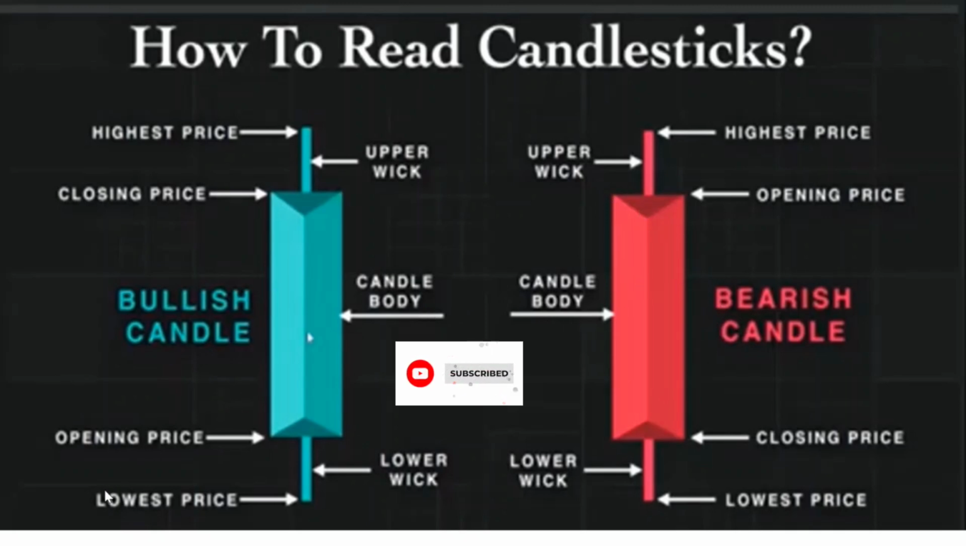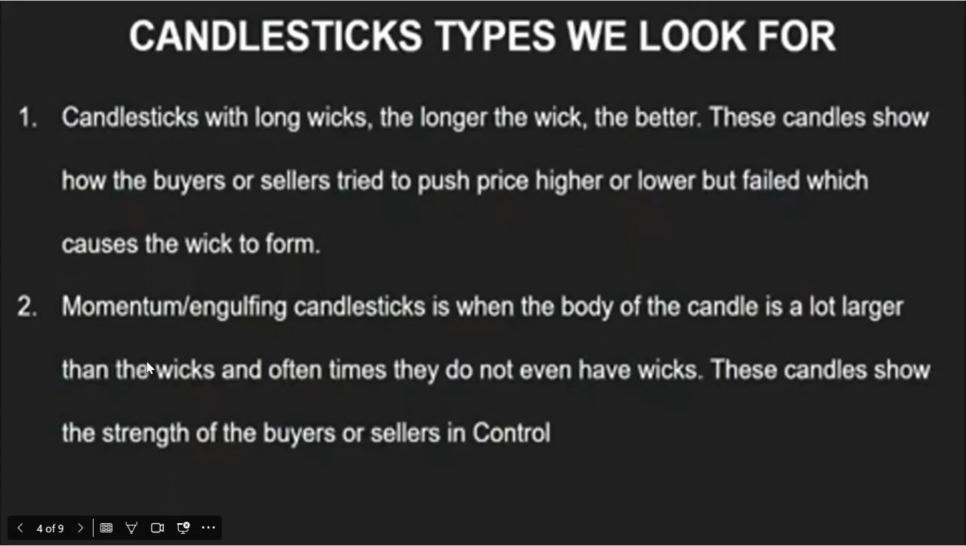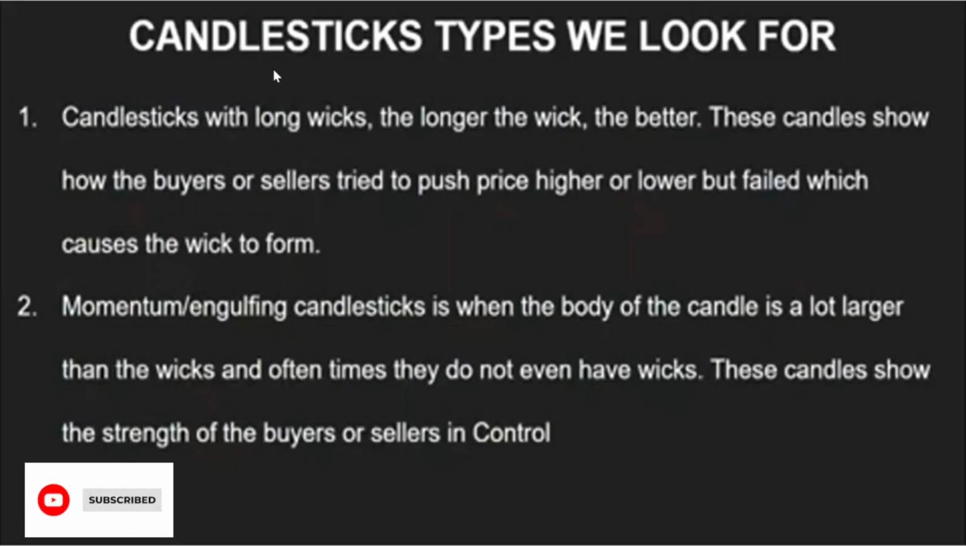So moving to the next phase: candlestick types we look for. Number one, candlesticks with long wicks. The longer the wicks, the better. The candle will show how the buyers and sellers tried to push price higher or lower but failed, which caused the wick to form. Let me show you guys an example.